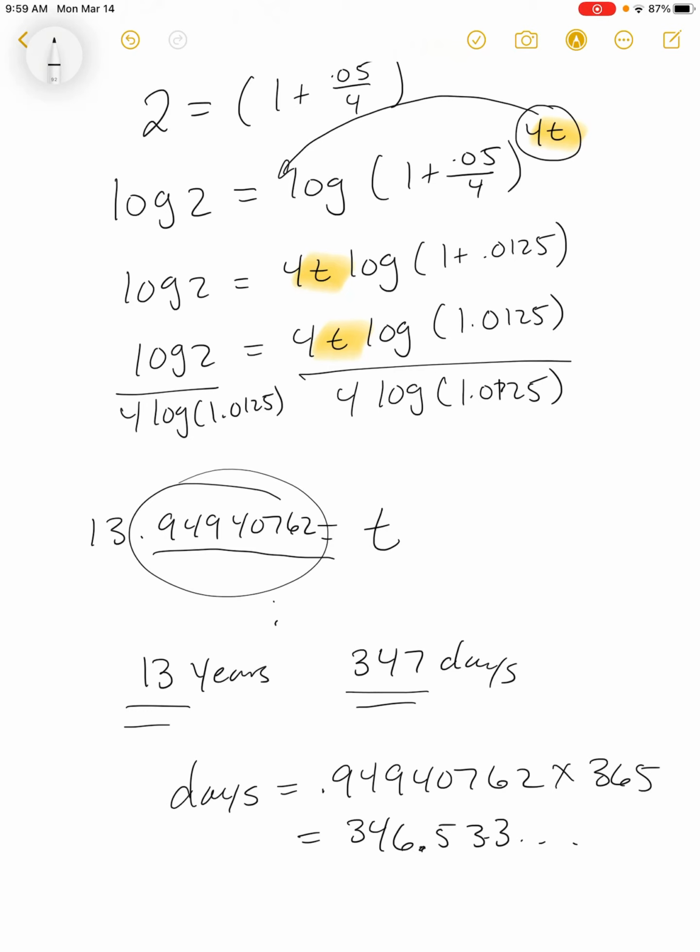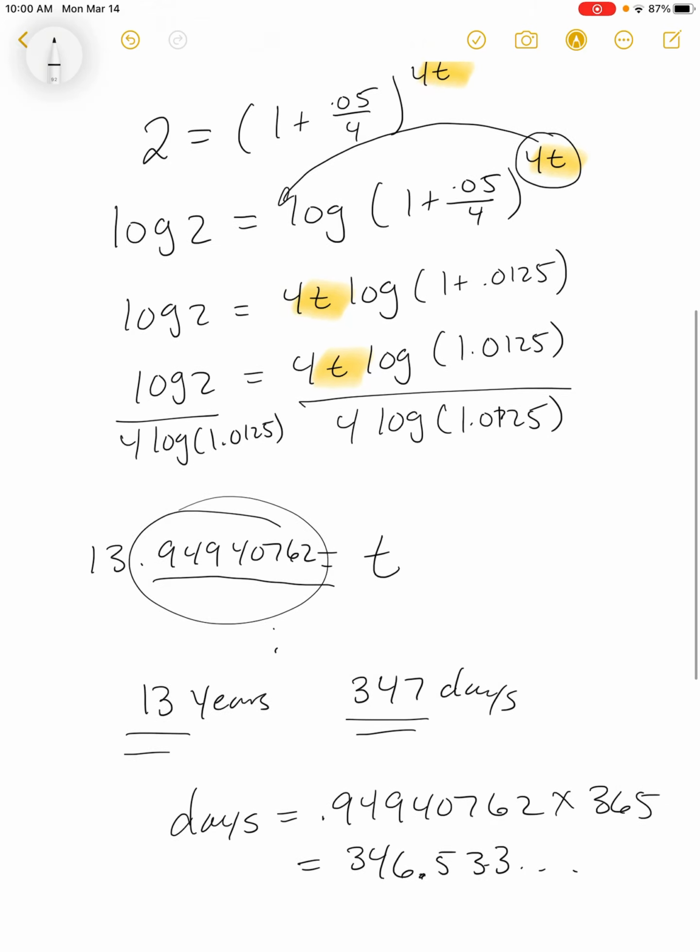It is possible that our book has a formula to solve for t that's already done, but I think we'll have to go through these logs in order to get it. So that's the key there.